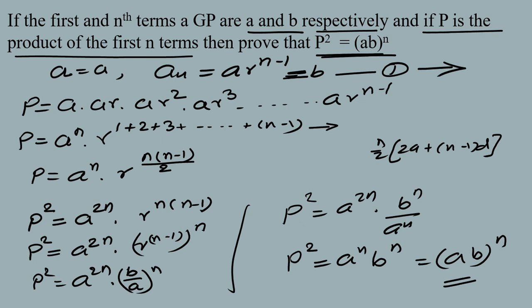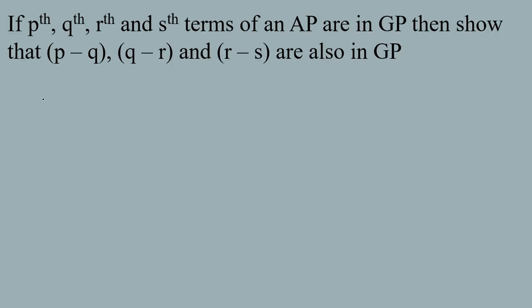Like this you can prove it. You can have other methods also, but it depends on what method is striking in your mind, so it's up to you. Now the next question can be: if the pth, qth, rth and sth terms of an AP are in GP. See, first of all they are in AP.